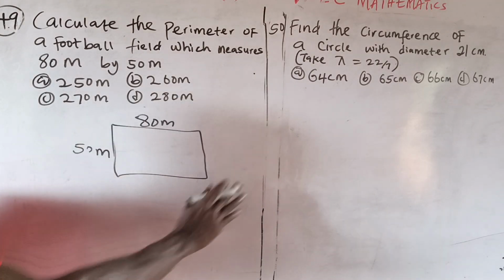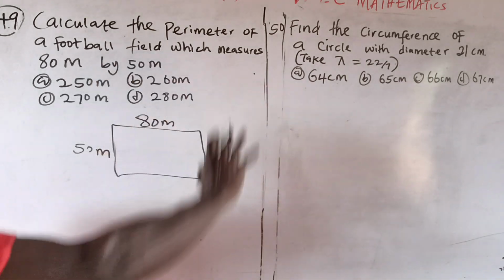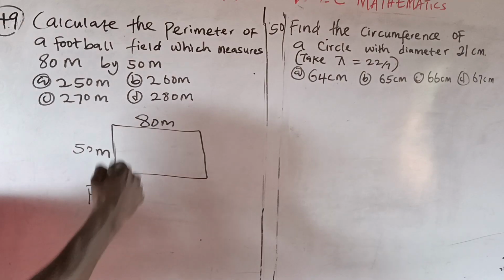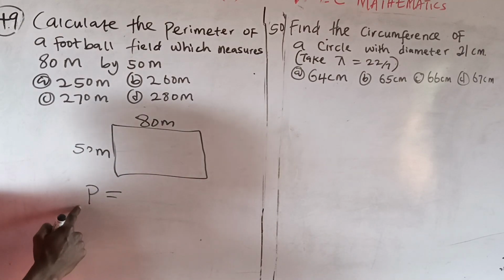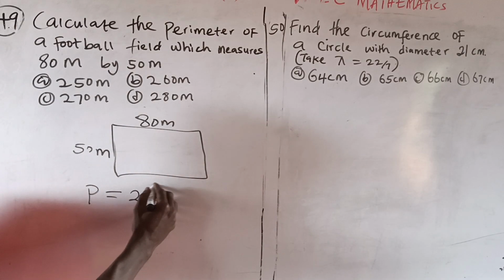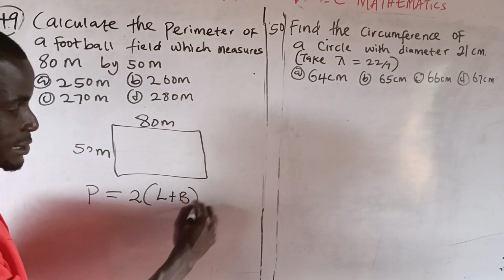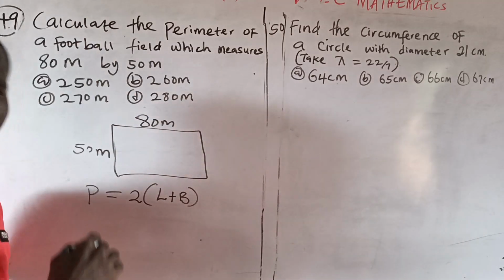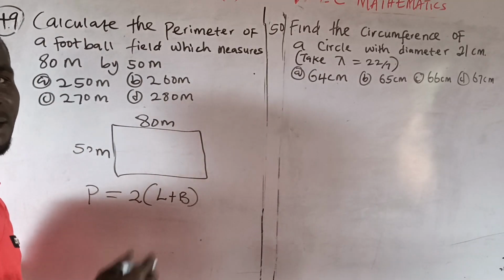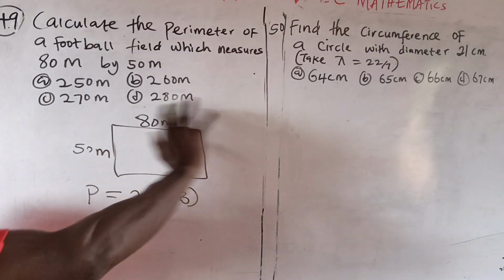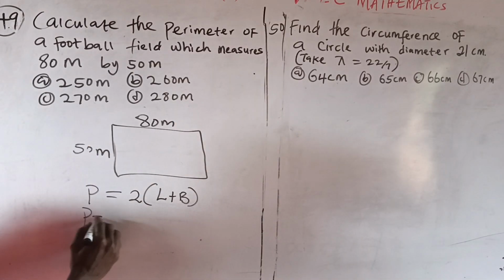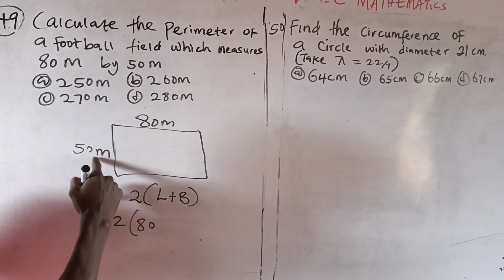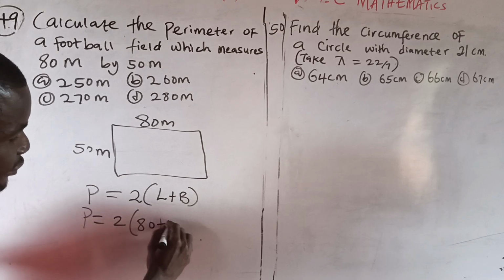And to calculate the perimeter of a rectangle, P, which stands for perimeter, is equal to 2 open bracket length plus breadth. But if they ask us to calculate area, it is area equals length times breadth. So right now it is perimeter. So to calculate that, we have P equals 2. What is our length? Our length is 80, right? Plus breadth, which is 50.